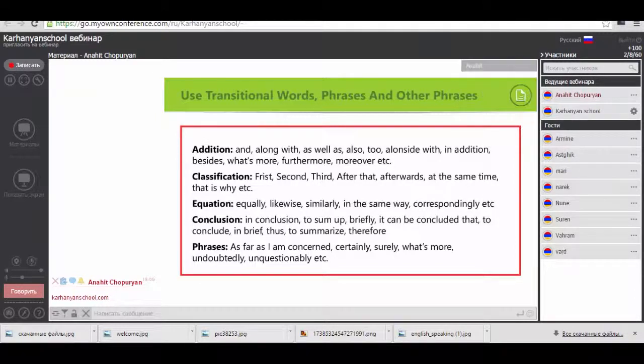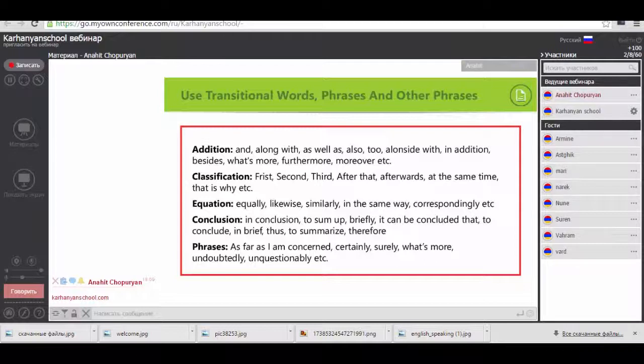So about the transitions, yes? Use transitional words, phrases, and other phrases. So transitions can be additions, classifications, equations, and phrases. Additions can be and, along with, as well, also, to, along, yes, so they are adding to. Classifications: first, second, yes, third, after that, afterwards. Equation can be equally, likewise, similarly, in the same way, correspondingly, etc.